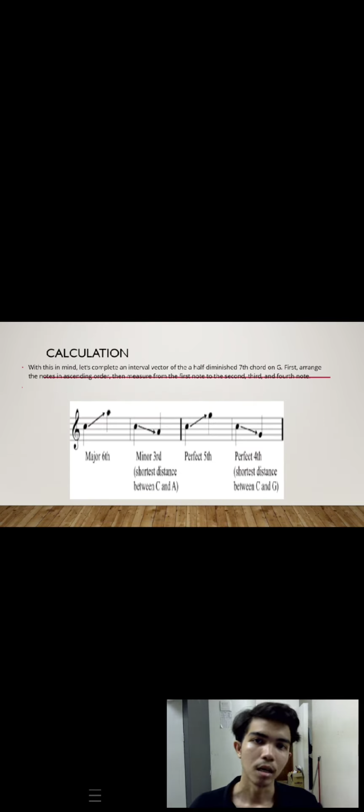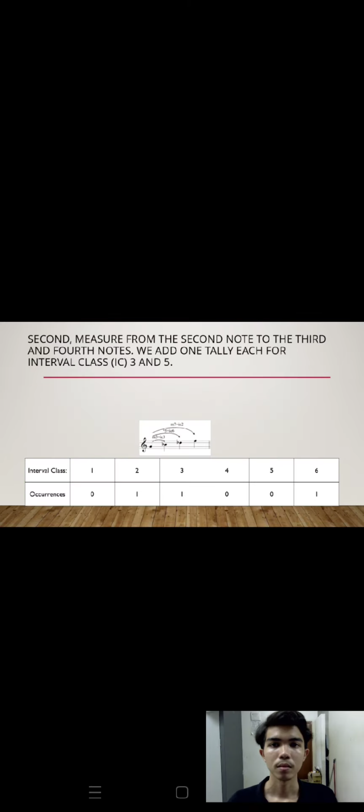So let's see how the calculation works. With this in mind, let's complete an interval vector of the half-diminished 7 chord on G. First, arrange the notes in ascending order. Then measure from the first note to the second, third, and fourth note. Second, measure from the second note to the third and fourth note. We add one tally each for interval class 3 and 5.